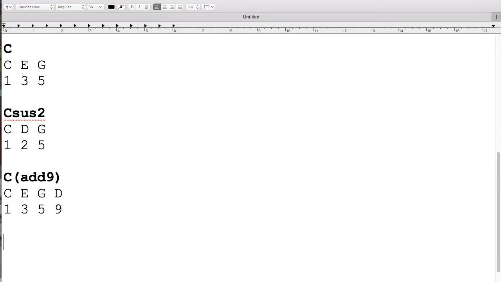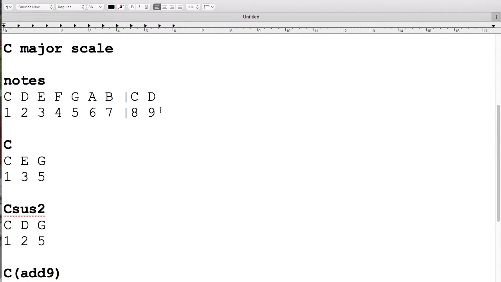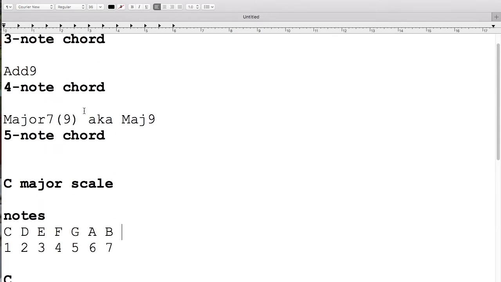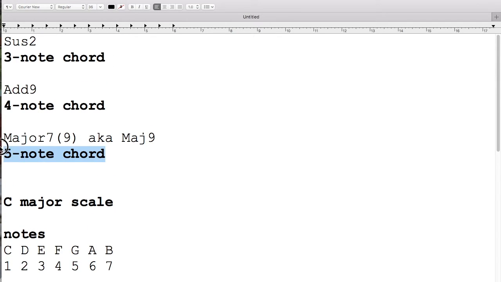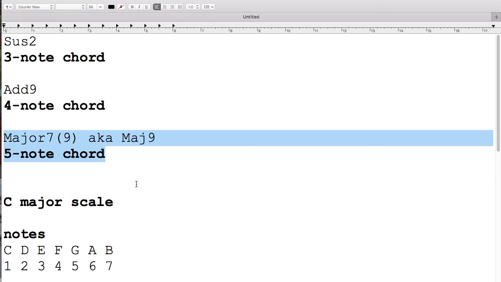So let's move on to the C major 7/9 chord. If you know what a major 7 chord is, then this will be simple. If you don't, then we'll take a little bit more time to go through it. So I'm going to pull these upper register second octave notes out of the picture again to hopefully keep this simple. So we said a major 7/9 is a 5-note chord.